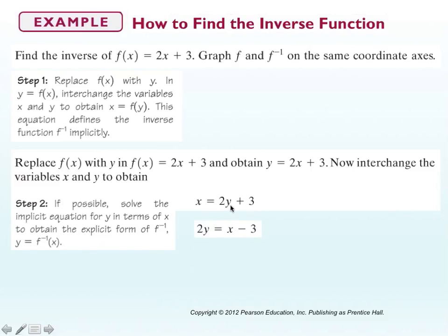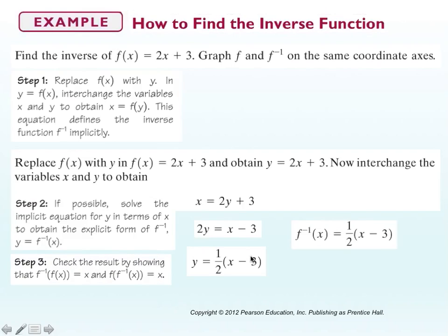So if we take this and we're just trying to get y by itself, if you subtract 3 from both sides, we'd have 2y equals x minus 3, and then we should divide by 2, so we should get y equals 1/2 times the quantity x minus 3. So if we want to write it as our inverse function, we just write it as f inverse of x equals 1/2 times x minus 3, and that would be our answer there.